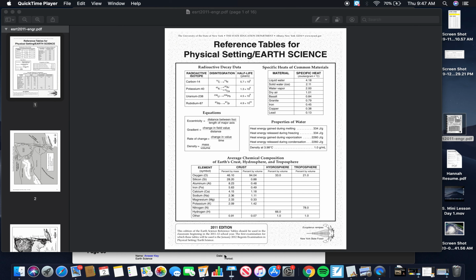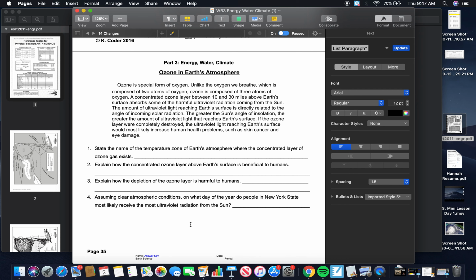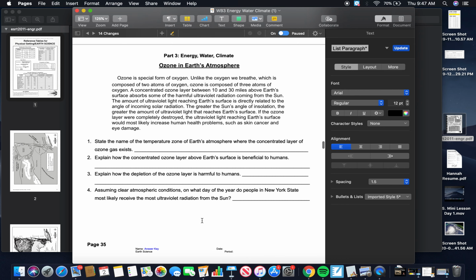And yeah, we're going to go now to page 29. It actually says page 35 here, but it might be different for everyone. I'm having problems with how this works out here. But anyway, it's part three: energy, water, climate, ozone, and the atmosphere. So we're talking about ozone.